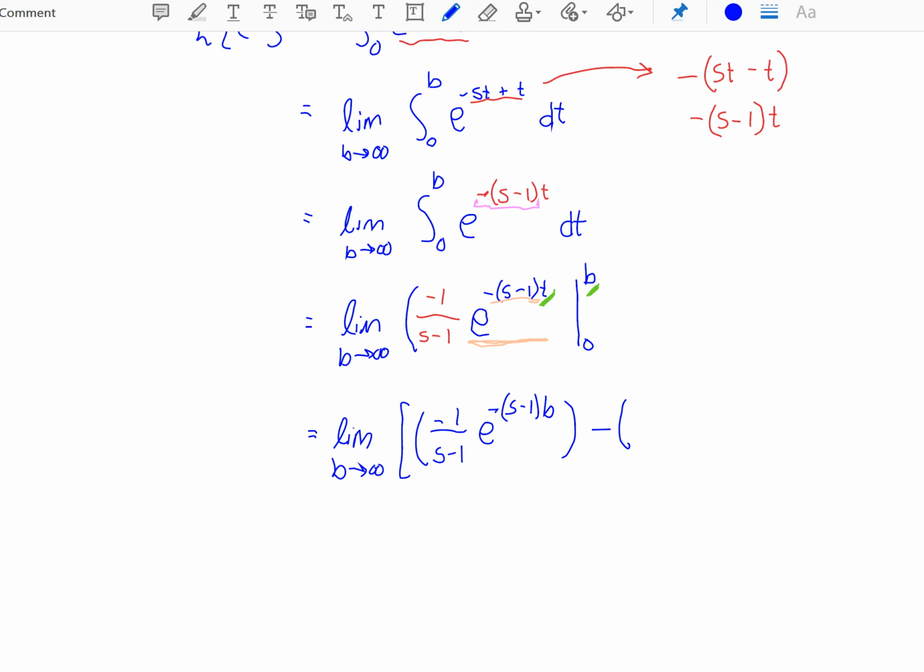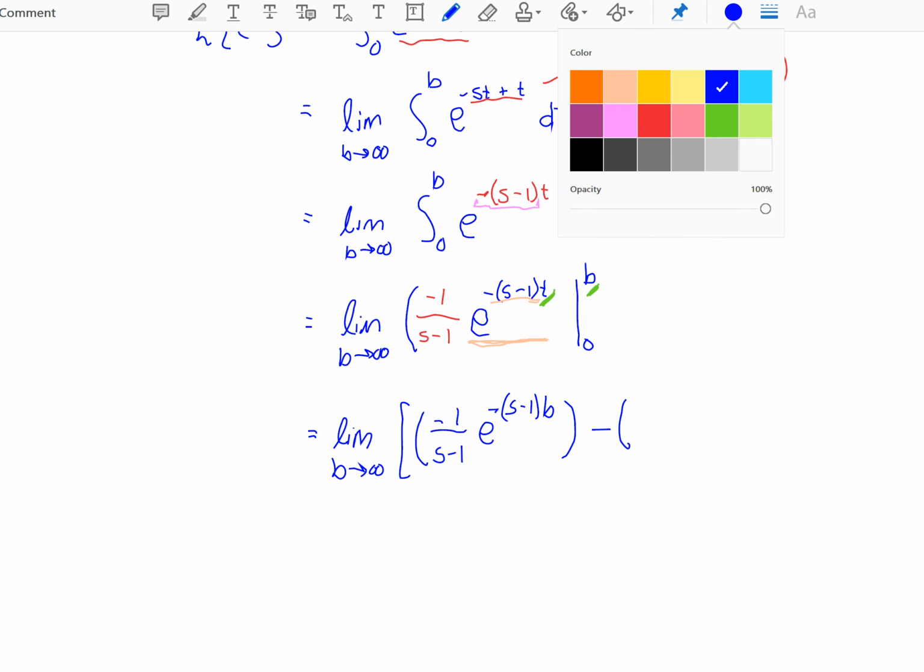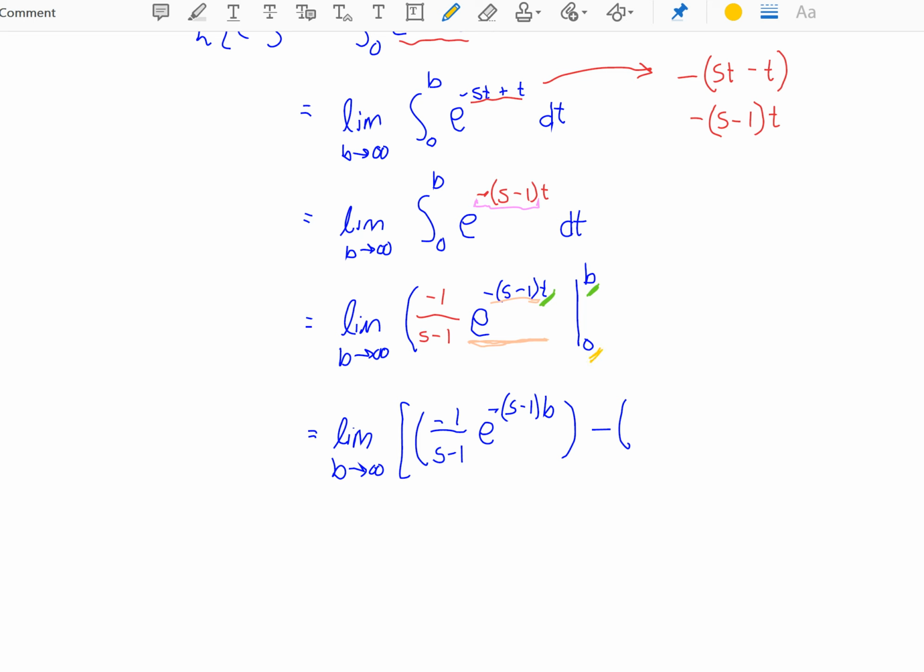Minus, now we'll evaluate at our lower limit. Now we're sticking in the 0 for the t. So we'll have negative 1 over s minus 1. And when you plug in 0 for your exponent, the entire exponent becomes 0.